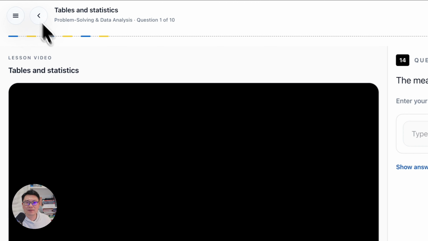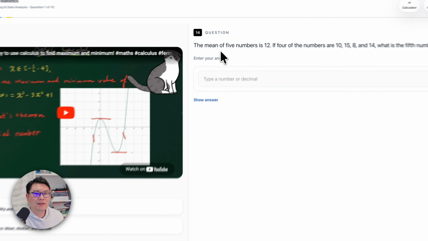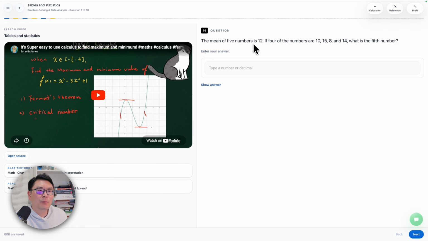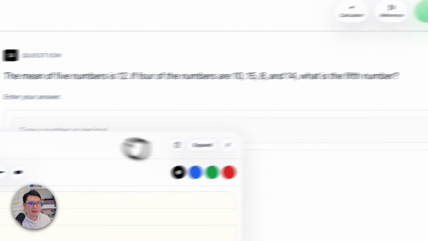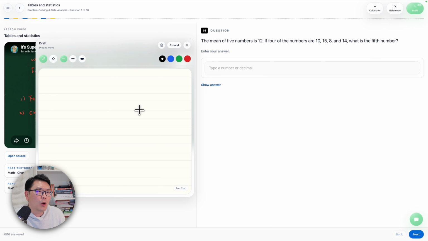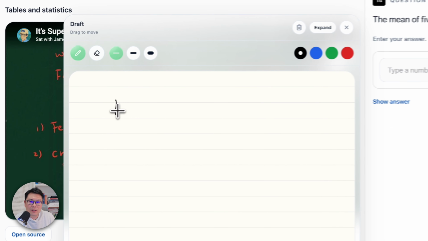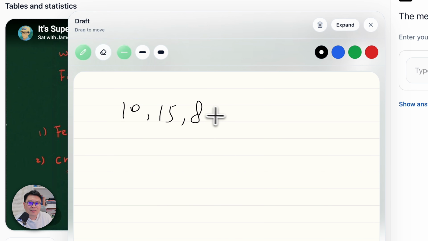Let's go back to the test over here. When looking at this problem, the mean of 5 numbers is 12. If 4 of the numbers are 10, 15, 8, and 14, what is the 5th number? So let's get the draft paper and pull it over to the left side. We know 4 of the 5 numbers, right? So we have 10, 15, 8, and 14. And let's assume the 5th number is x.